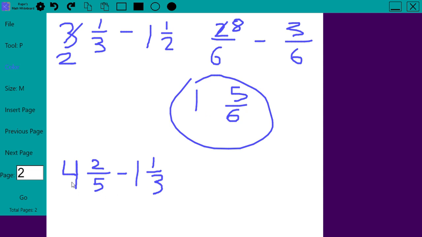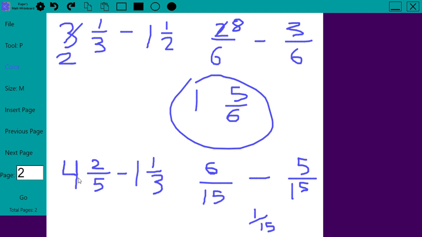Alright. 4 and 2/5 minus 1 and 1/3. First thing, find the least common denominator, which is going to be 15. I multiplied 5 by 3 to get to 15, so I'm going to multiply this 2 here by 3, which gives me 6. I multiplied 3 by 5 to get to 15, so I'm going to multiply this 1 here by 5, which gives me 5. Now subtract. The answer is going to be 1 over 15.